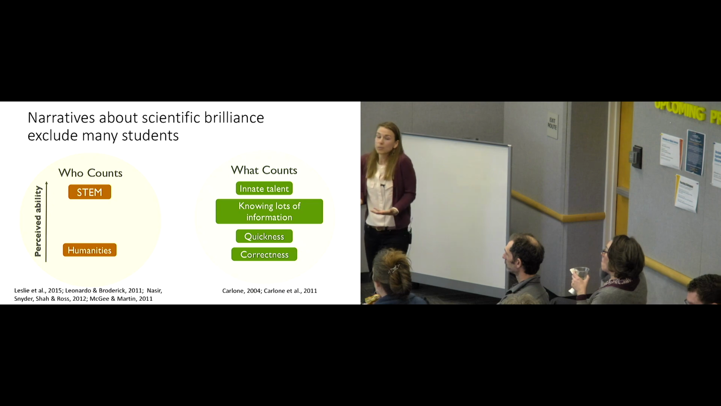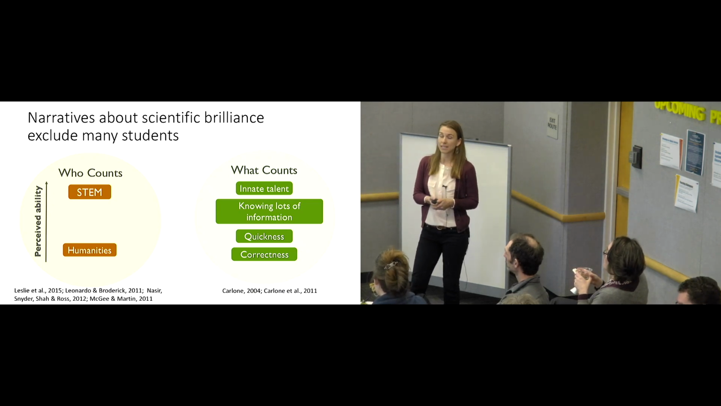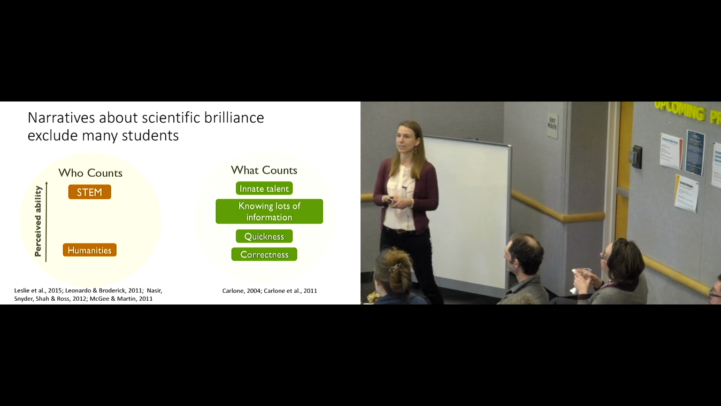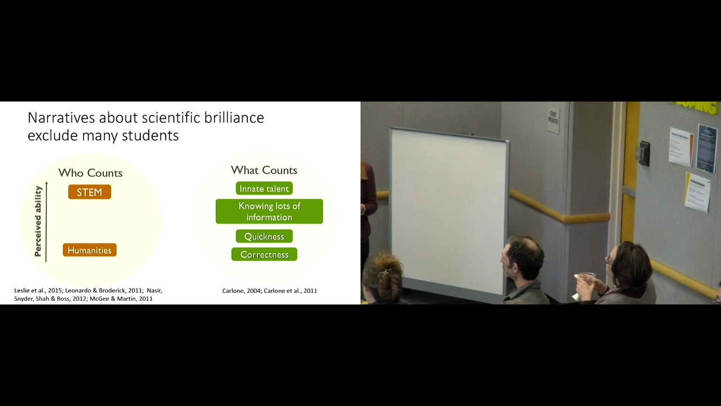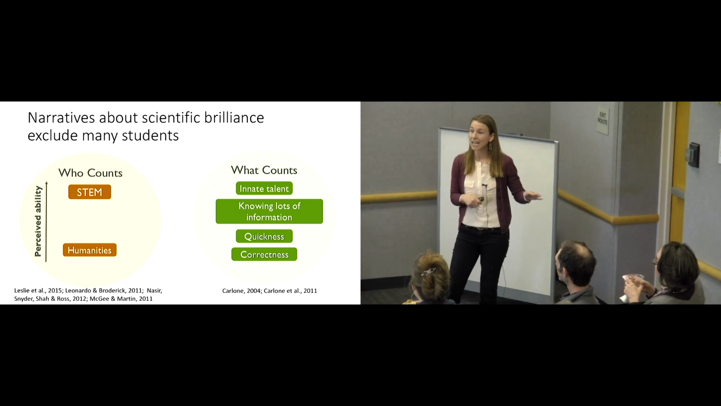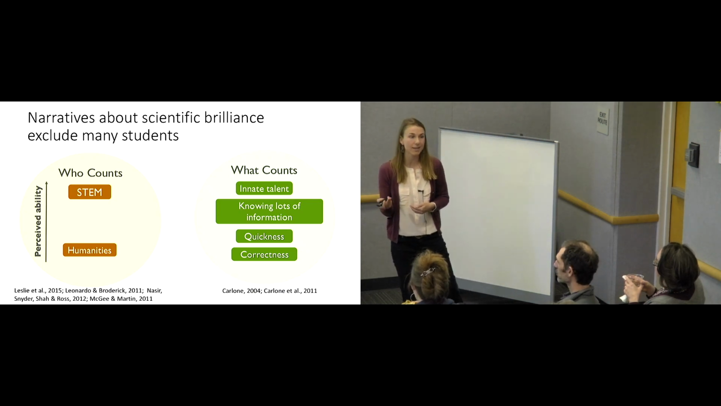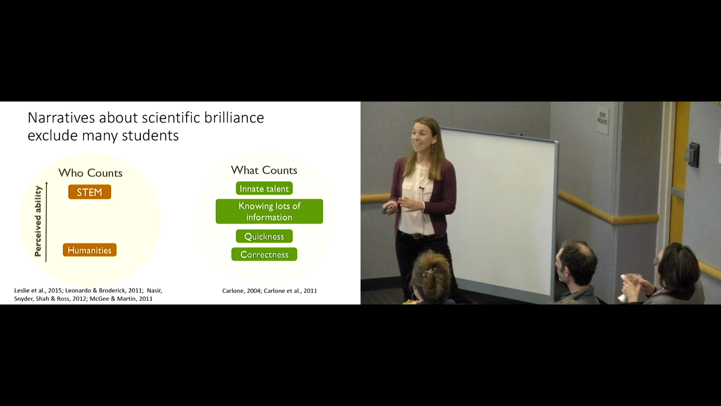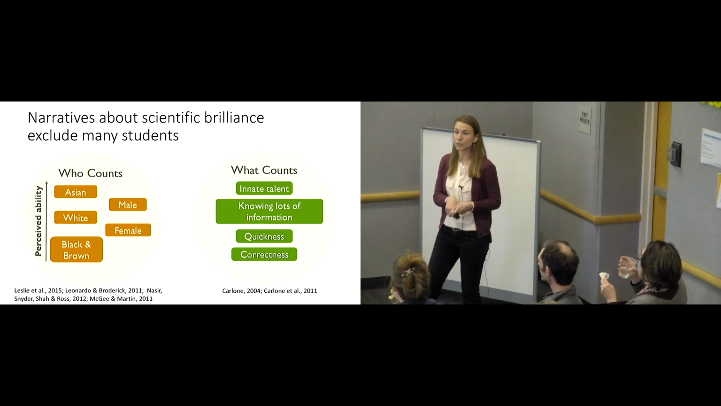And what we came to is that there are very narrow narratives about scientific brilliance that exclude most of our students. And I'm going to talk about that in 3 ways. The first is that STEM is perceived as this high status field, right? It's historically pursued by the intellectual elite, and there's a belief that it takes an innate talent or an innate kind of brilliance to be successful in science. And that's problematic because brilliance is a racialized and a gendered construct.